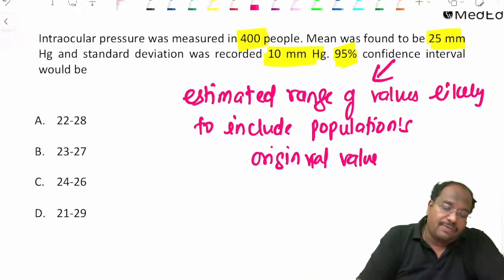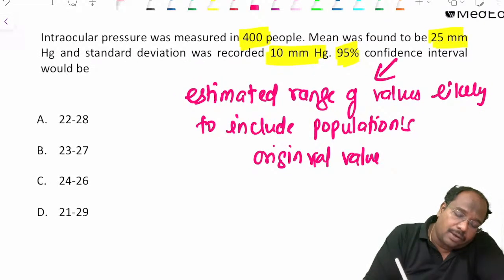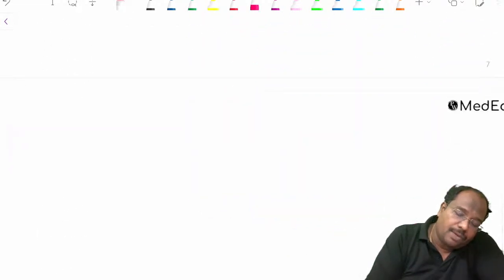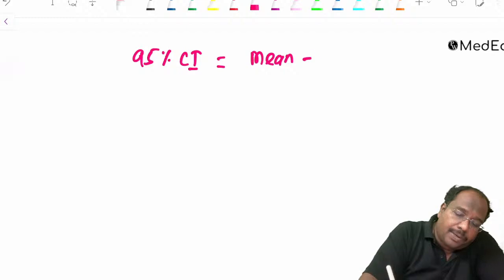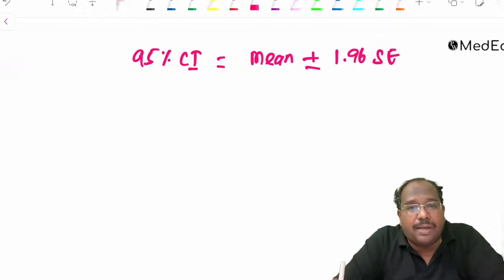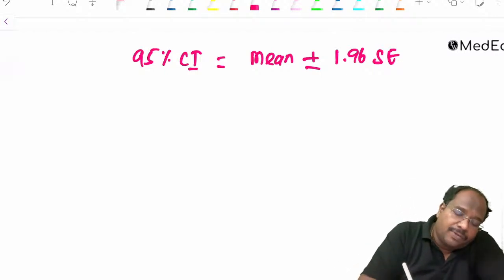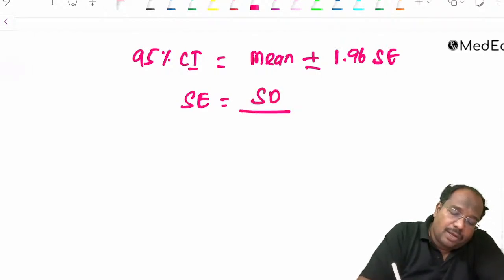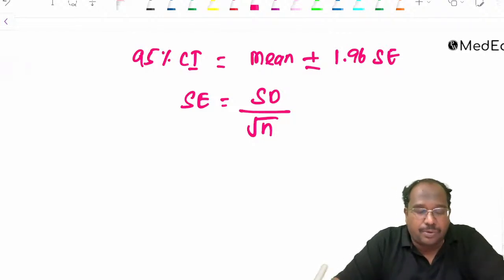Now, what have they given here? What is the formula for the 95% confidence interval? Mean plus or minus 1.96 standard error. This is the formula, guys. What is the formula for standard error? Standard error is standard deviation divided by square root of n.